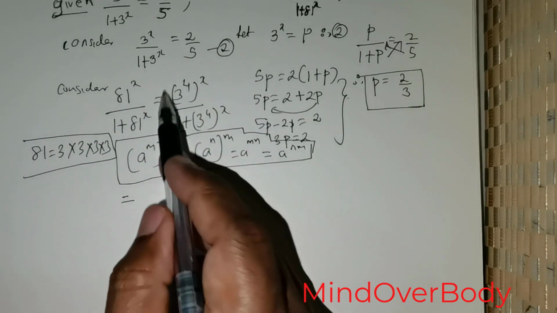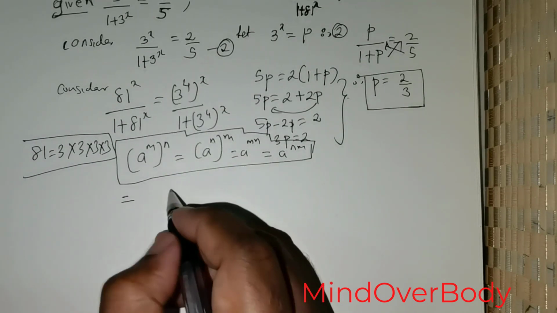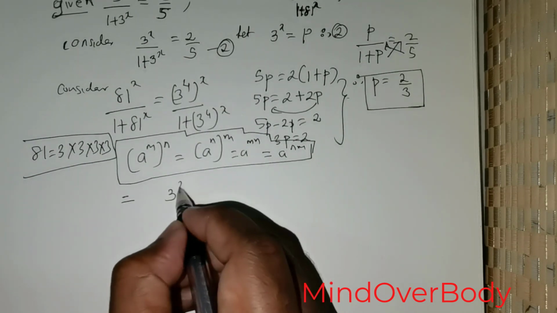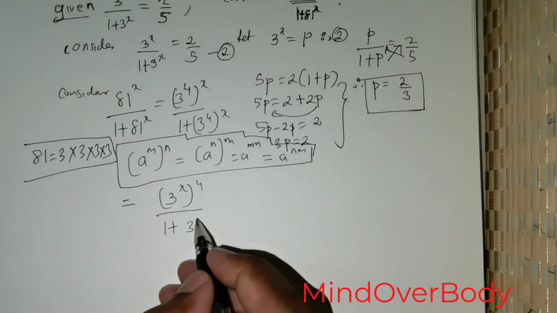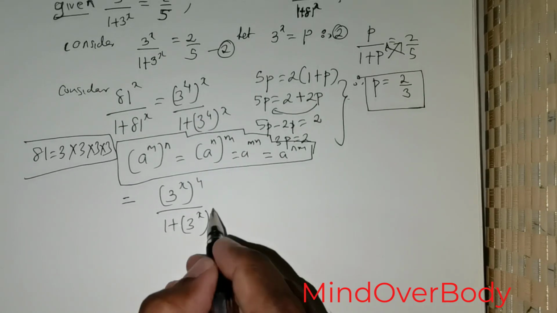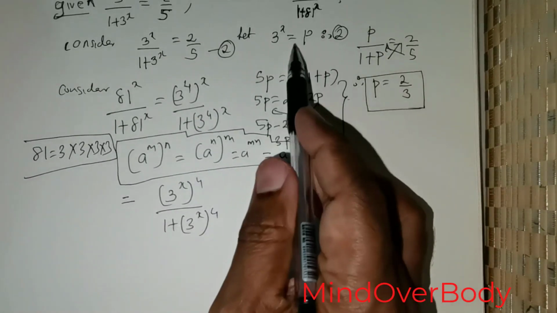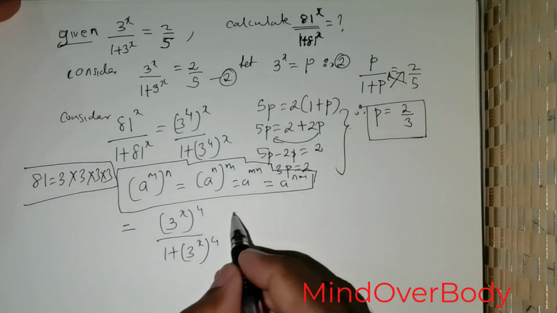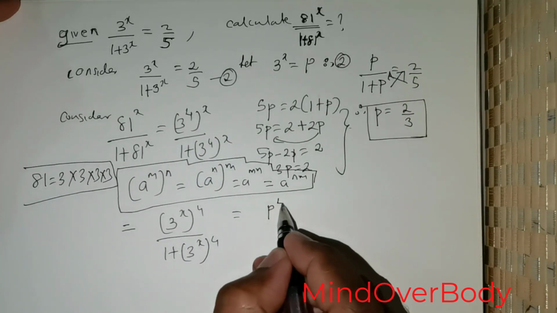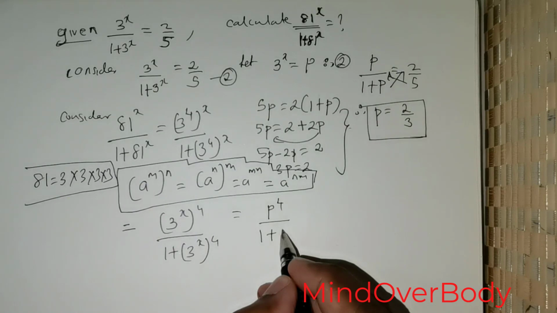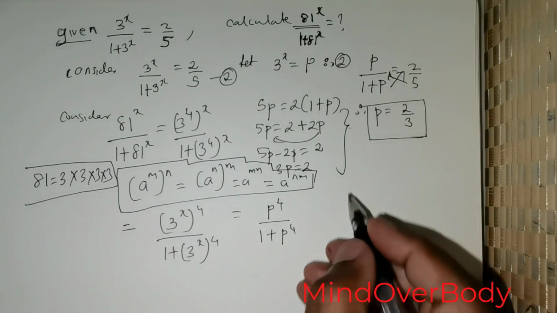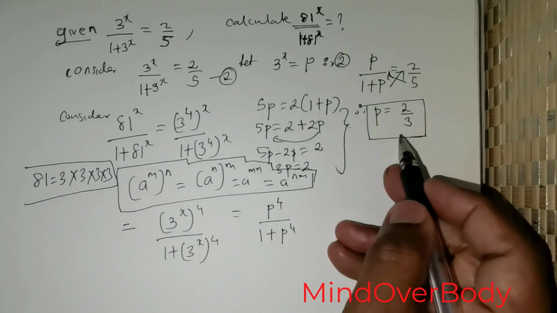So now I'm going to rewrite 3^4, the whole raised to the power of x, as (3^x)^4 / (1 + (3^x)^4). But I have taken 3^x to be p. So this is going to be p^4 / (1 + p^4). But my value of p is 2/3.